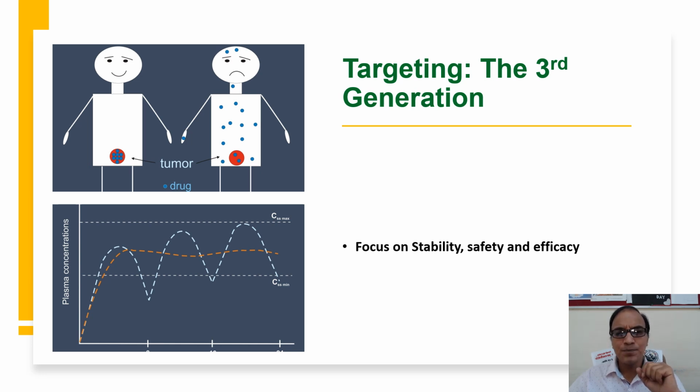We can see in this plasma drug concentration-time profile curve there are so many issues, the peak and valley effect. The second generation is CR and SR, and here is the third generation, in which localized drug delivery is there, and it leads to better patient compliance.